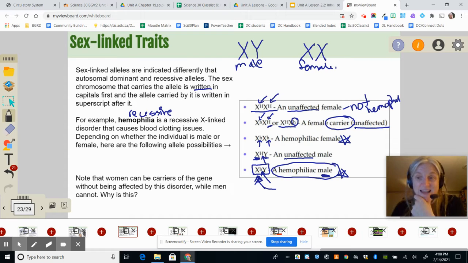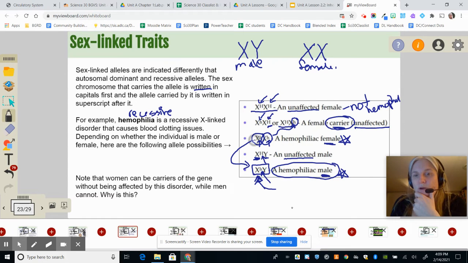That would mean her dad, because one of this female's X chromosomes had to have come from her dad, right? And one from her mom. So mom could have been a carrier, but you didn't know that, right? Because the mom didn't have the disease expressed.